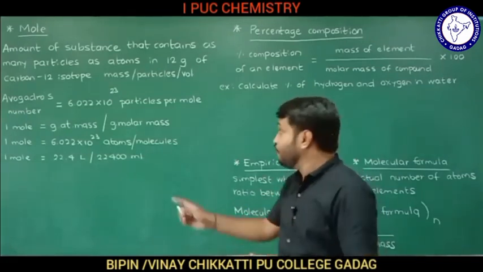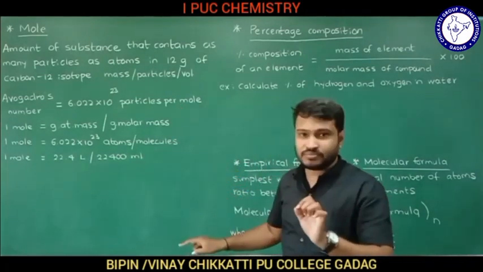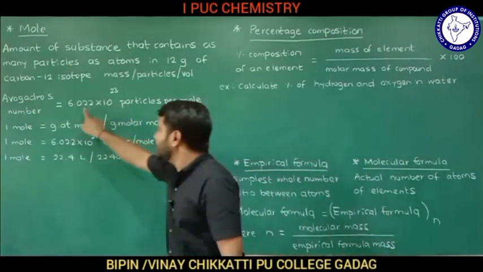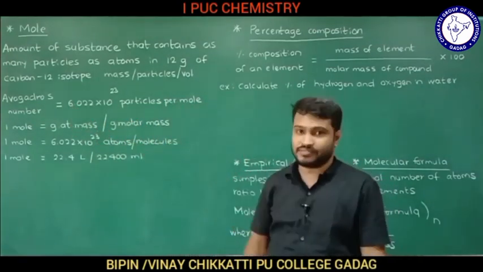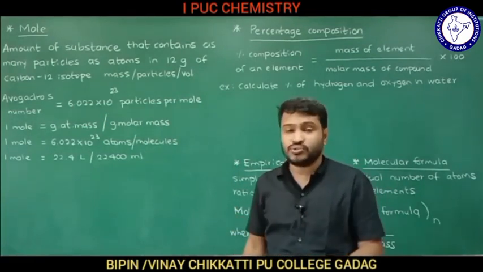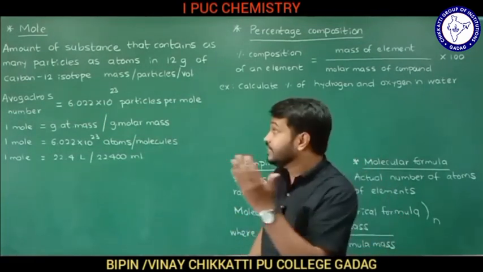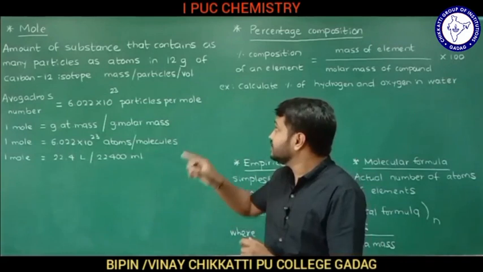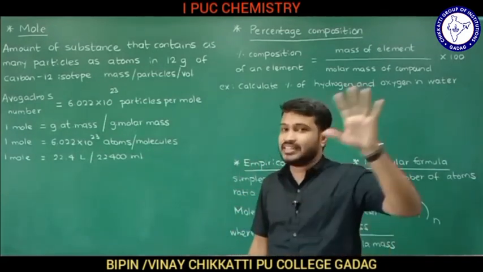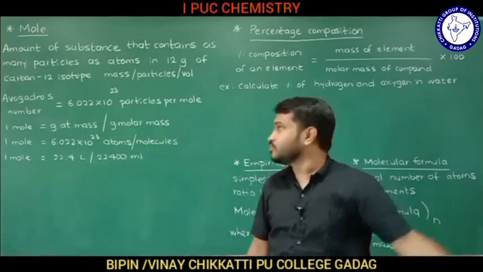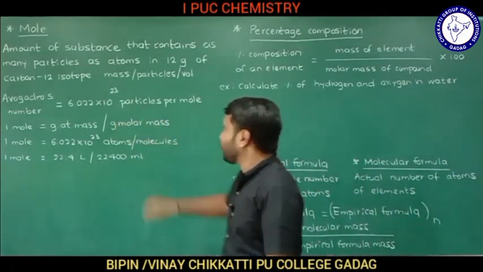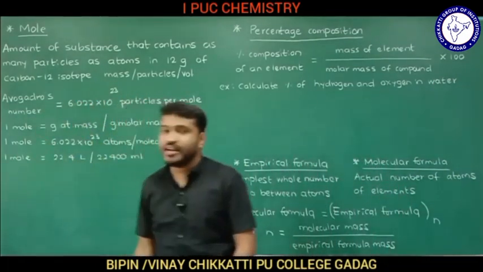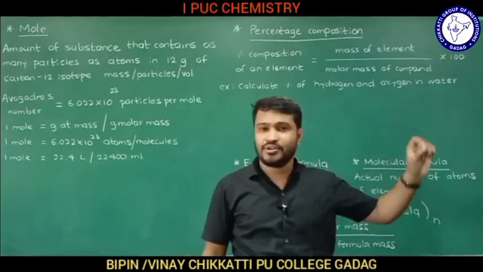So what is the meaning of that? If you consider 1 mole of particles, or you can say 12 grams of carbon-12 isotope, then these many atoms or particles will be present. So what is the exact value? 6.022 into 10 raised to 23. You can imagine how big this number is. This many particles or atoms are present in 12 grams of carbon-12, and if you compare the same quantity in any other substance, it will be the same number, 6.022 into 10 raised to 23 particles per mole. This value we call Avogadro's number, which is related to the mole concept.